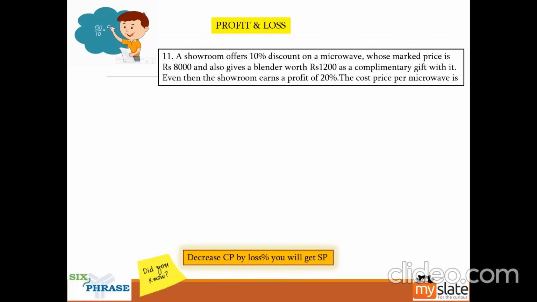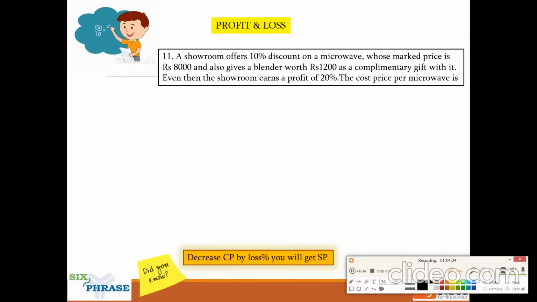A showroom offers 10% discount on a microwave whose mark price is 8,000 and also gives a blender worth rupees 1,200 as a complimentary gift with it. Even then, the showroom earns a profit of 20%. The cost price per microwave is, guys, this is again very simple, even though it may seem like a very difficult thing.